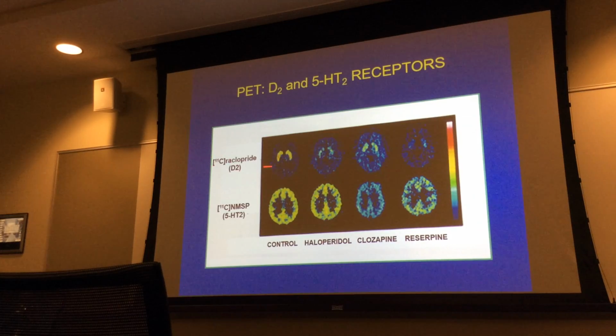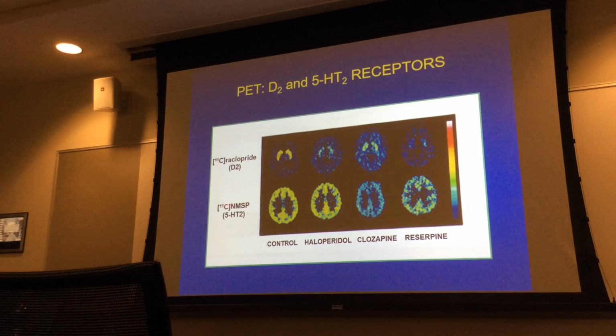This was done with C11 raclopride, which is an antagonist for D2 receptors. This one was done with C11 N-methylspiperone, which is an antagonist for serotonin 2 receptors. So when you inject the C11 raclopride into a human brain, you look at the localization here. About 90% of that label is localized right in that area. That's the striatal area, the basal ganglia. This is the area that mediates movement, and so we really think of dopamine as a movement sort of area.